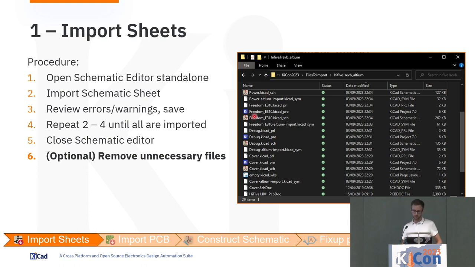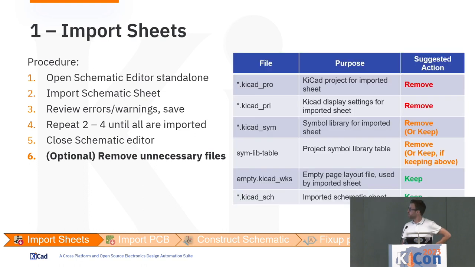So at this point, maybe you want to do a little bit of cleanup and get rid of files that you might not necessarily want to keep moving forwards. So this would be my recommendation of what to do. You don't really need a project file for each of the schematics, so you can get rid of them. You don't need all the display settings again. And probably you don't want to keep symbol libraries for each of the imported schematics. So I would suggest for these four file types, you can just get rid of them. And the only one that you do want to keep is obviously the schematics that you imported.